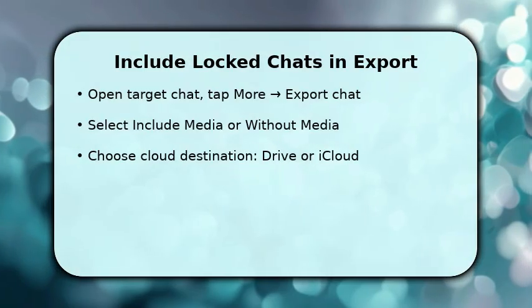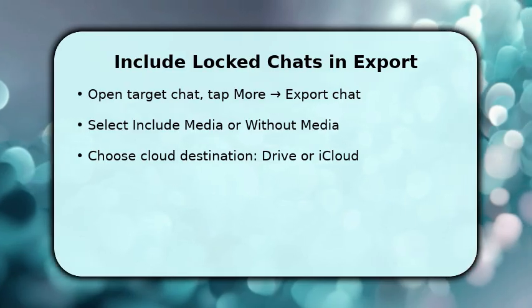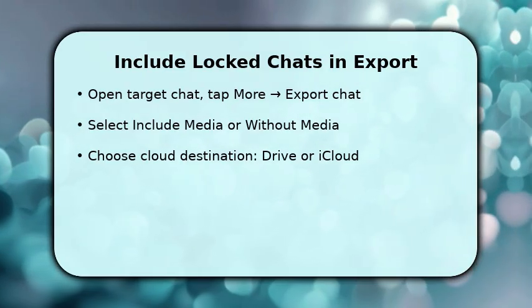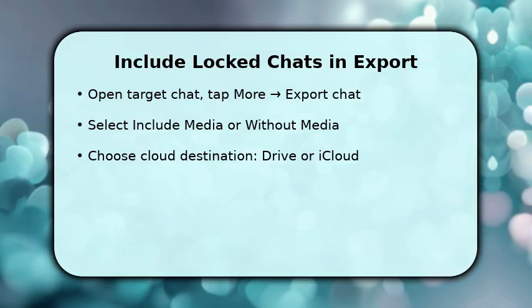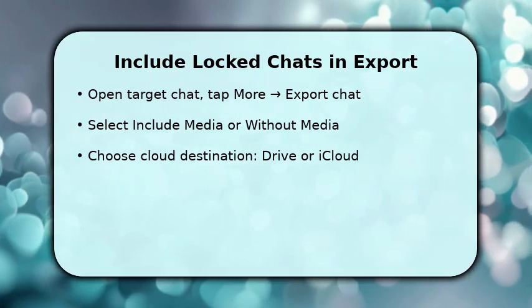Now you perform the core export. Open the unlocked conversation, tap the three dots or contact name, and pick More, right arrow, export chat. You must decide Include media if you need photos and videos. Be aware of larger file sizes and longer upload times.